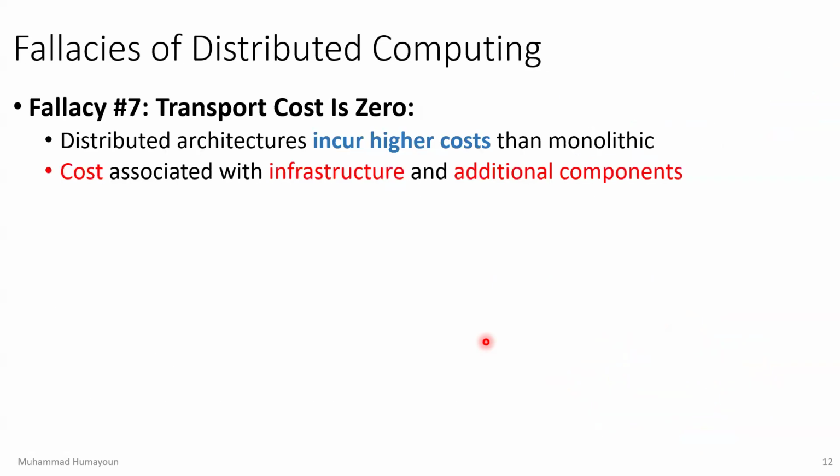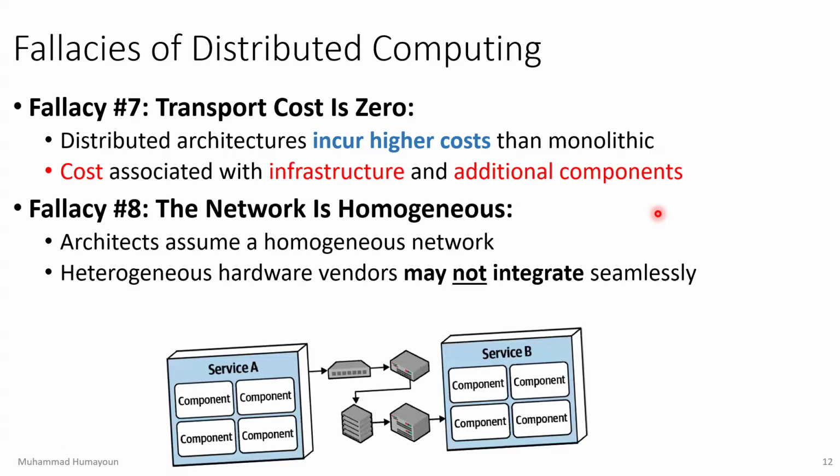And fallacy number 7 is that transport cost is zero. Transport cost means sending data from one place to another. It is not zero. Distributed architectures incur high cost as compared to monolithic architectures. The cost can be associated to the infrastructure on which you run your distributed services or additional components. So transport cost is never zero. So that is fallacy number 7.